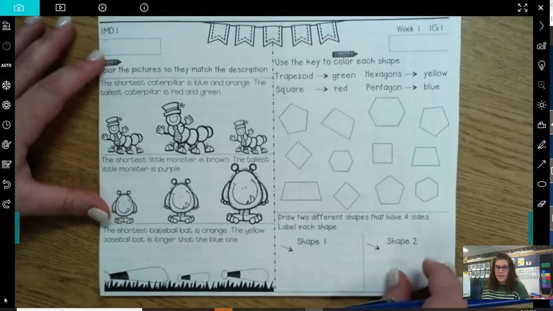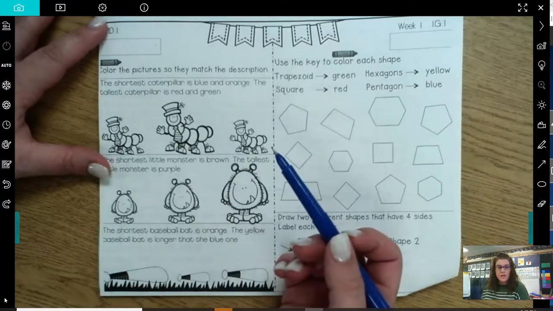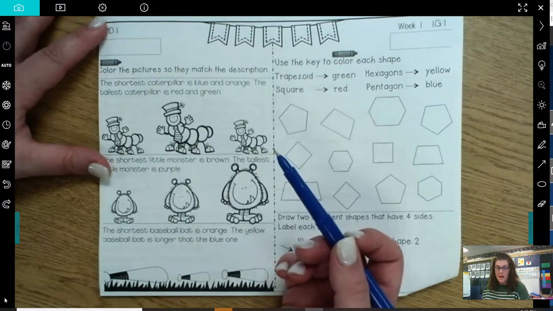Okay, so on page 18, it's going to ask us to do some coloring. So if you need to hit pause to go get your crayons, your color pencils, or your markers, you may do that now.